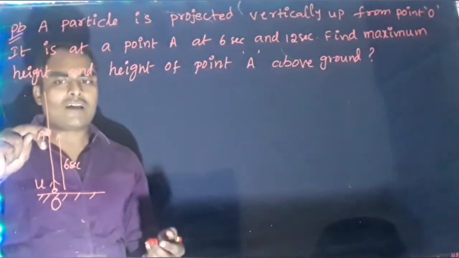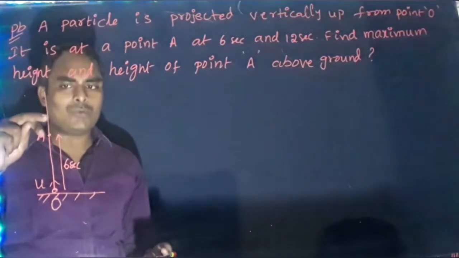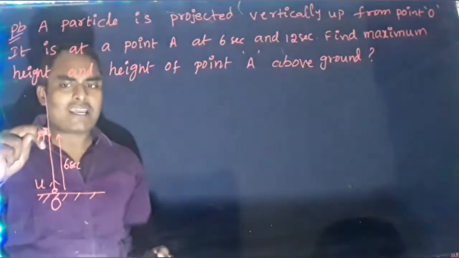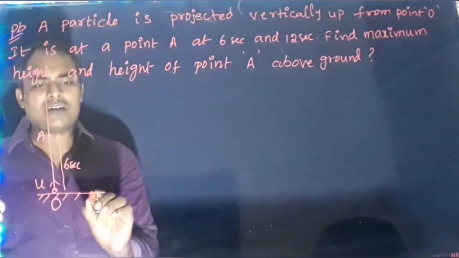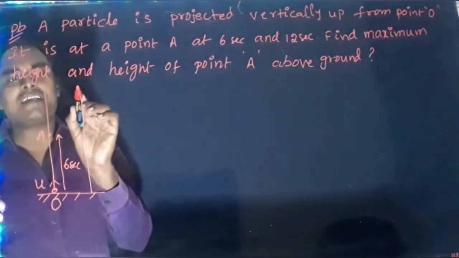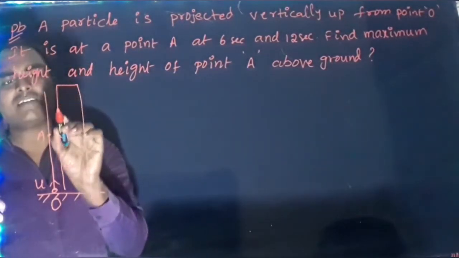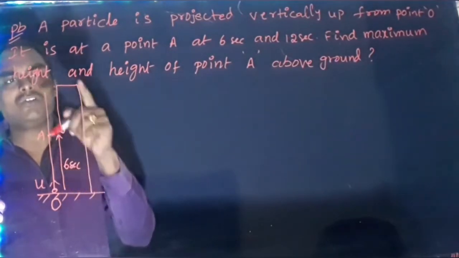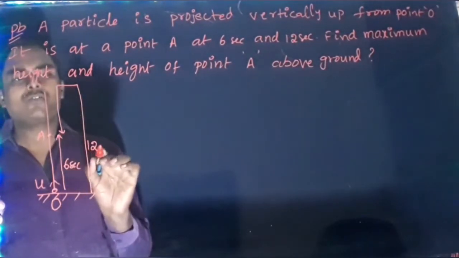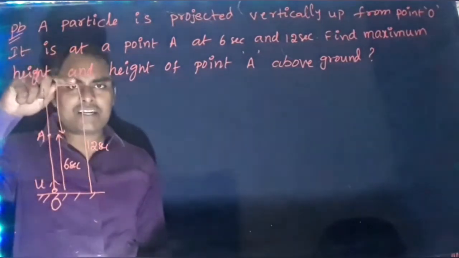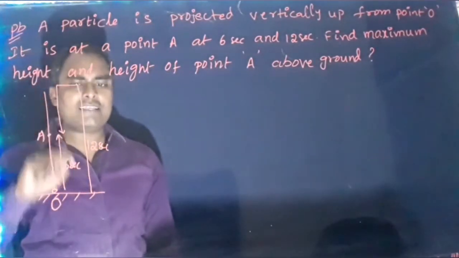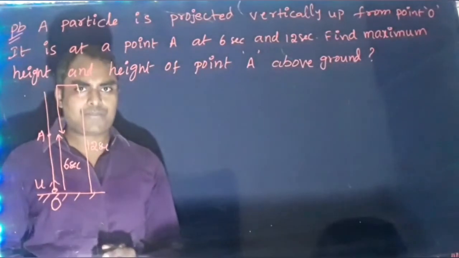After 6 seconds it is at A. Now it will further move up. Again it will come to A. So again it is at A at 12 seconds. So 12 seconds includes the time taken to reach maximum height, then again it will come down. So this total time is 12 seconds: going up, reaching maximum height, and again coming to A is 12 seconds.